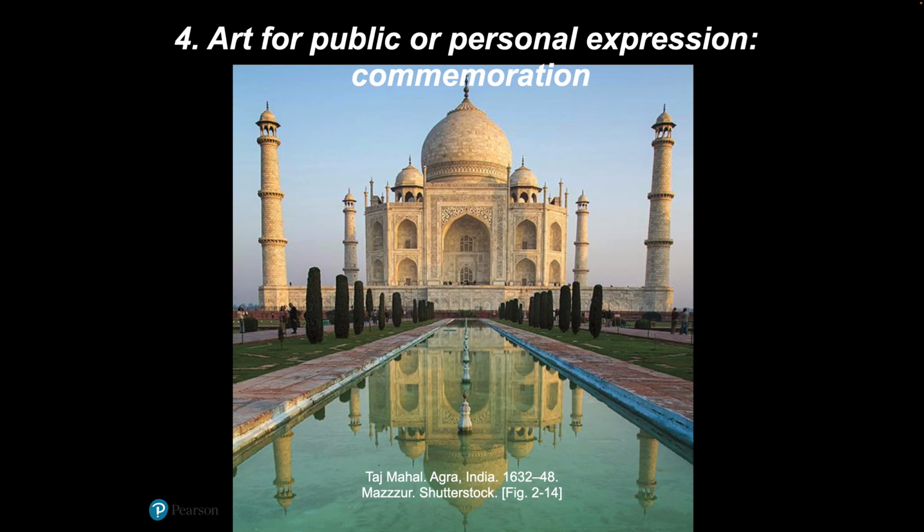Another example is art for public or personal expression, also known as commemoration. Sometimes a culture needs a monument in order to commemorate a person or event, right? Many monuments in the ancient world had a commemorative function. Like the pyramids, for example, were the tombs of ancient Egyptian rulers. This example is the Taj Mahal, and it commemorates the ruler's favorite wife. It was a testament to romantic love and devotion. I'm sure you've heard of the Taj Mahal. It draws visitors from literally across the world. People come from all over just to see this work of art that is essentially just a building.